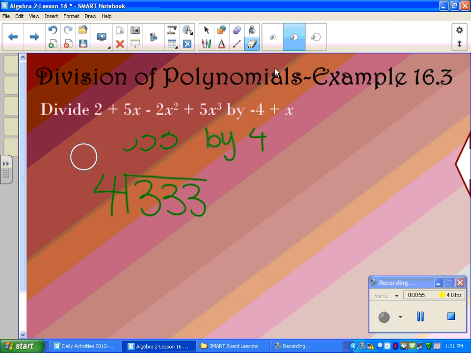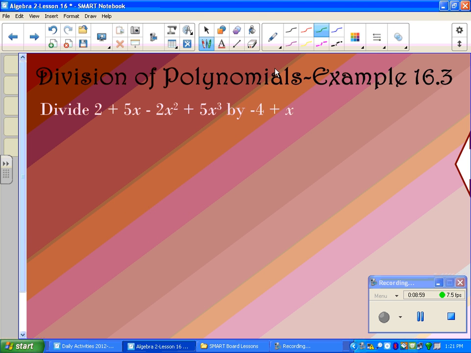Okay. So which one is going to go on the outside? Do we want to write it as negative 4 plus x? Yeah. Okay. You always want to start by rewriting your polynomial, x minus 4.